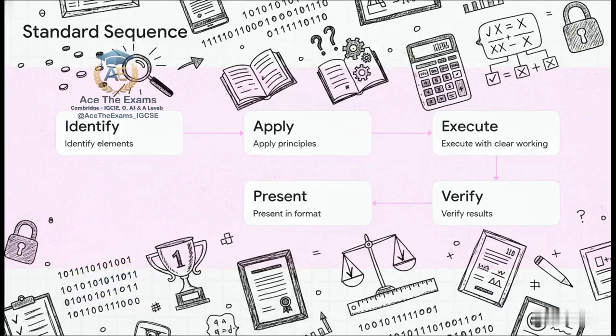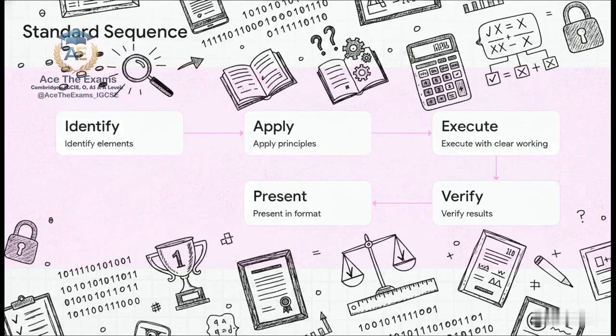Step 3. Execute your analysis with abundantly clear working. Step 4. Verify your results against the scenario parameters. And Step 5. Present your final answer in the exact format the command word demands. Remember Sam? Sam rushes and presents a description when the command word asked for an evaluation. Don't be Sam. If it says evaluate, you must weigh pros and cons. If it says describe, give characteristics.